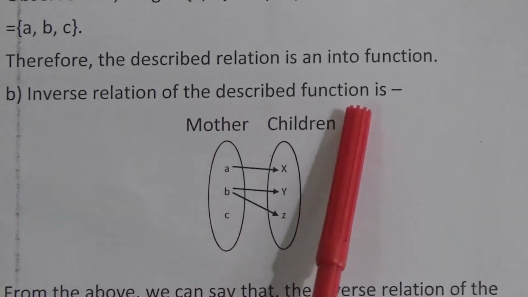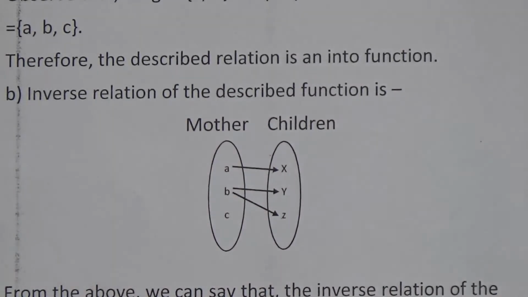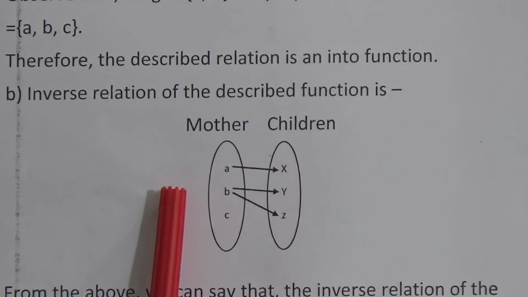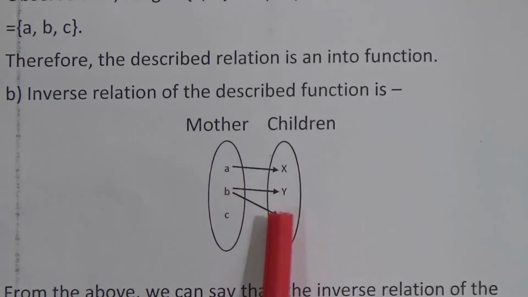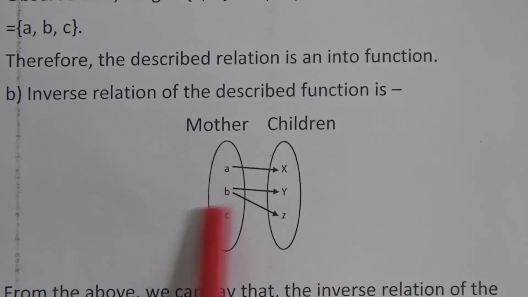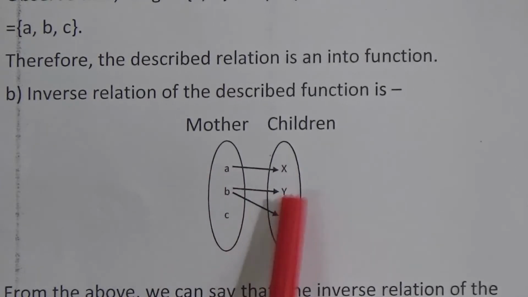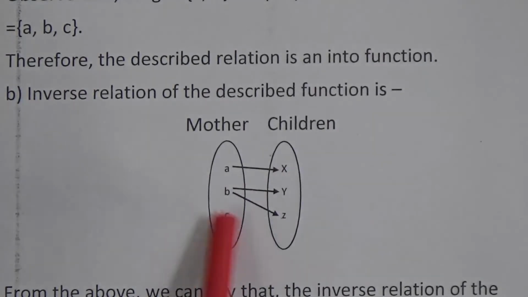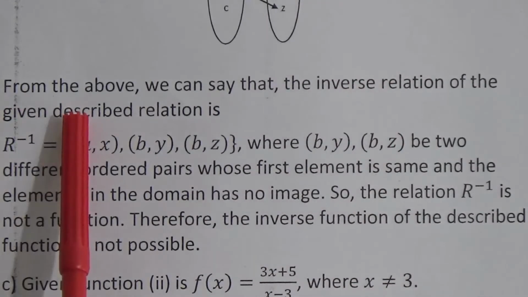The inverse relation of the described function is, as this is children to mother, so this will be mother to children. Here mothers are A, B, C and children X, Y, Z. Here X is an image of A, Y is an image of B and Z is an image of B also. Dear students, if you notice here, from this relation mother to children, we can determine the relation R inverse. It means the inverse relation of 1.